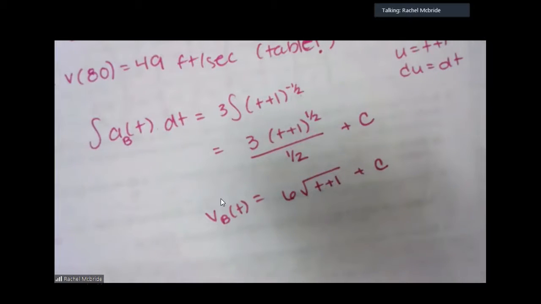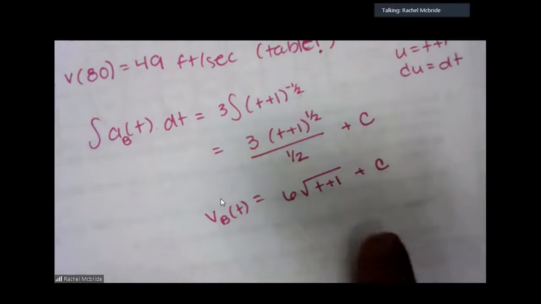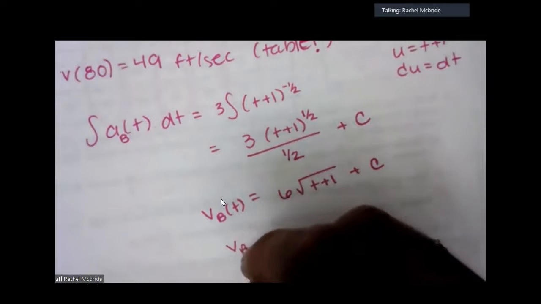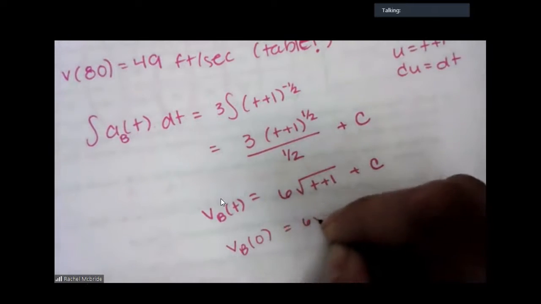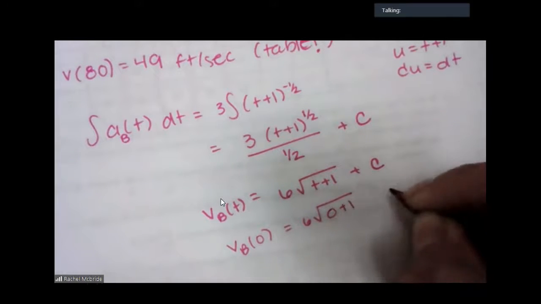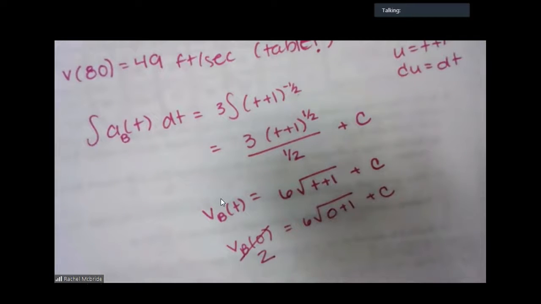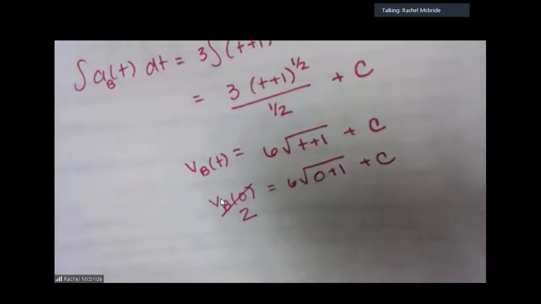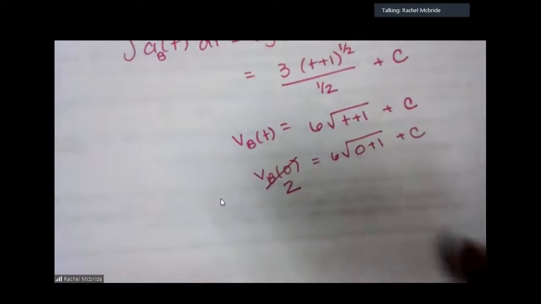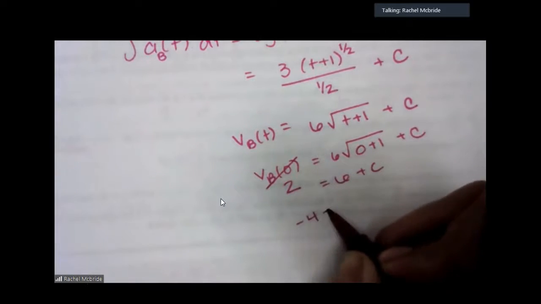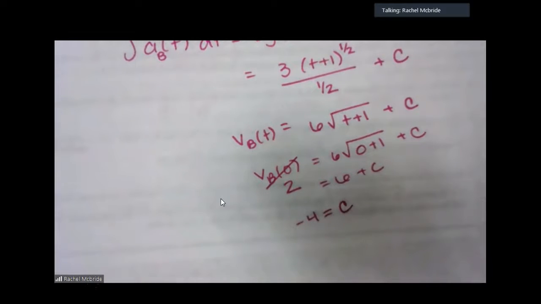So that gave the velocity of the rocket, but then we needed to find what C was equal to. So you use the initial condition. V of 0 was 2. So you got 6 square roots of 1. So you had 2 equals 6 plus C. So you got -4 was equal to C.